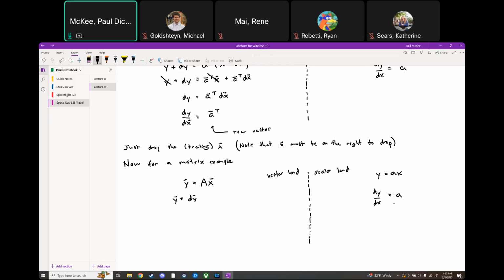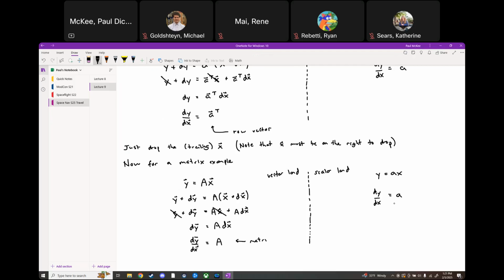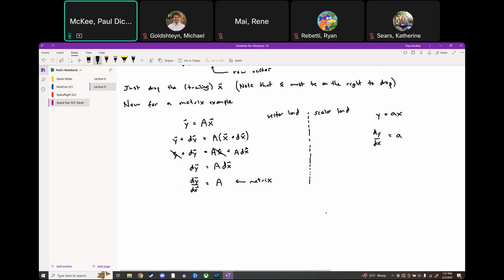Y plus some differential element of Y is equal to AX plus some differential element of X. This is going to look real familiar. Y plus dy is AX plus A dx, cancel, cancel. dy is equal to A dx, or dy/dx is equal to A, which is a matrix. So that passes the sniff test there as well. Okie doke. Let's get a little trickier.